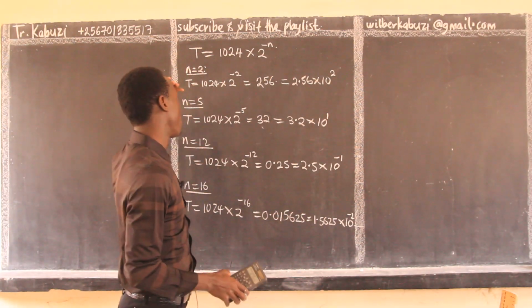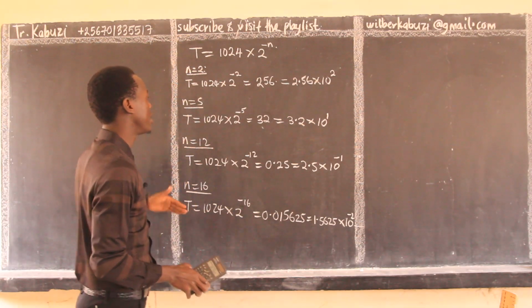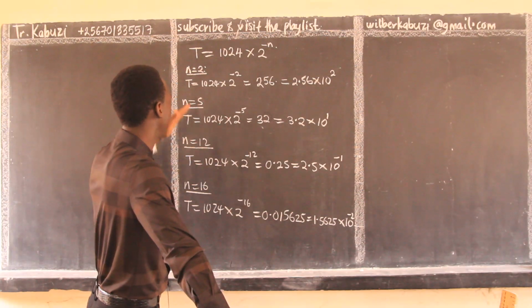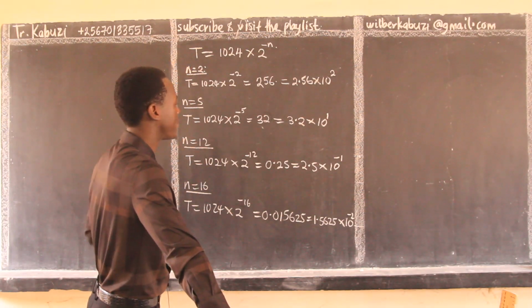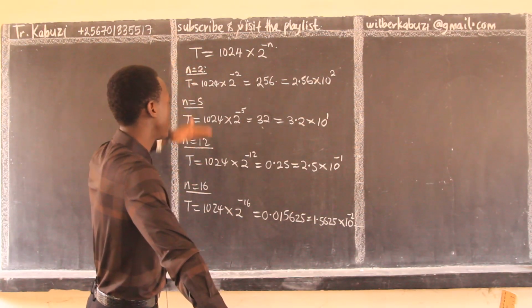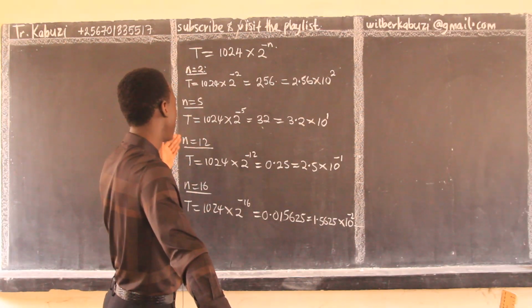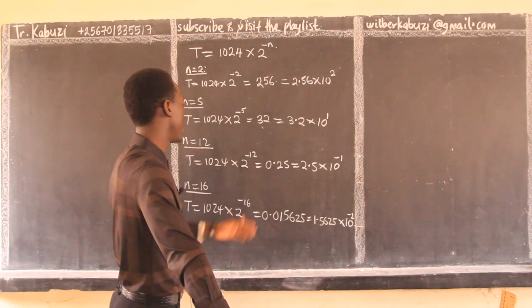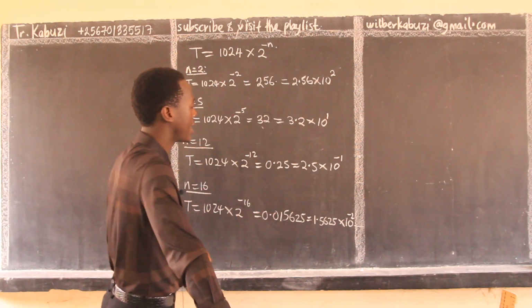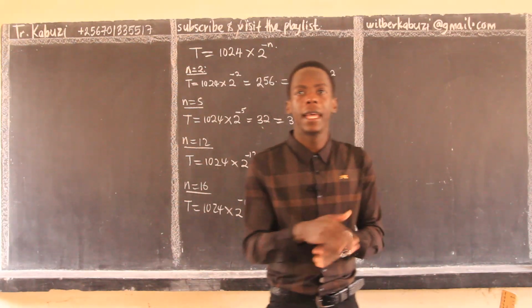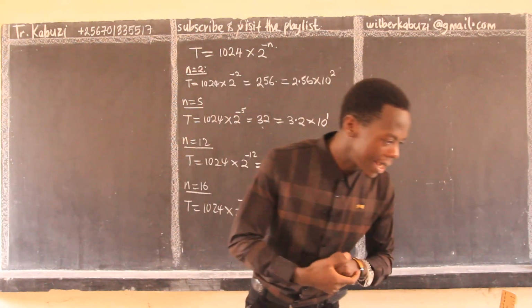So this is the standard form of the time needed when the workers are increasing from 2 up to 16. The more workers we have, the less time we need. So that's how we express them in standard form. Let us move now to our next chapter.